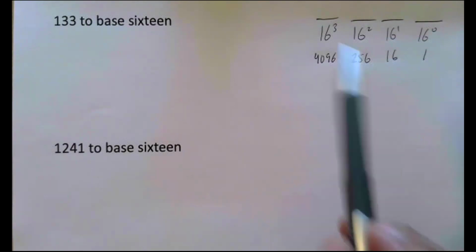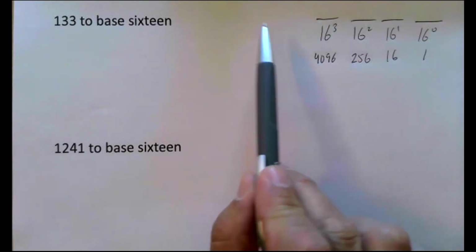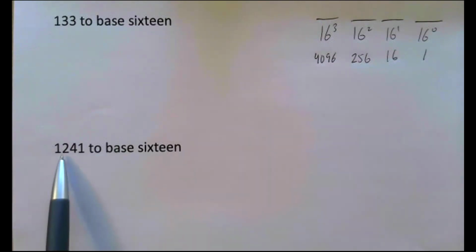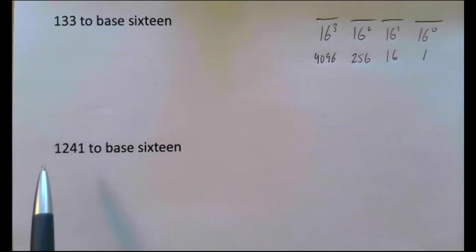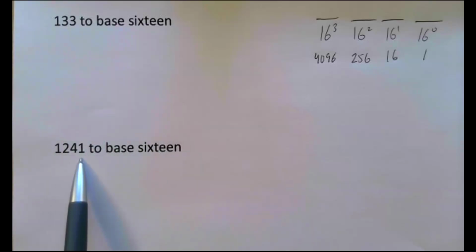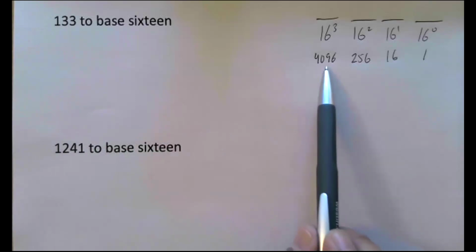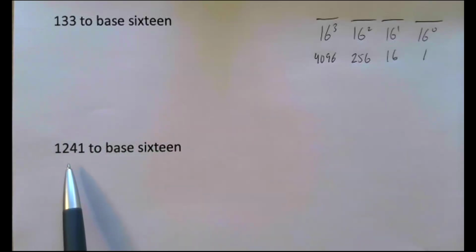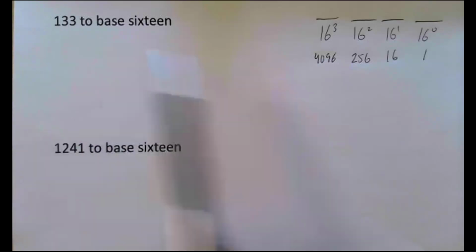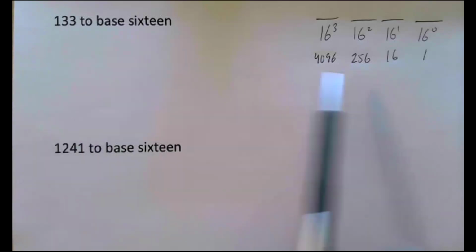Now, of course, I could keep going. I could do 16 to the 4th, 16 to the 5th, 16 to the 6th, but I'm already at a number that's bigger than what I need to deal with. I'm only dealing with 133 and 1,241. I'm already at a number that's bigger than both of those. Okay, so I'm not going to need to go this far. In fact, for the 133, I don't even need this position, right?